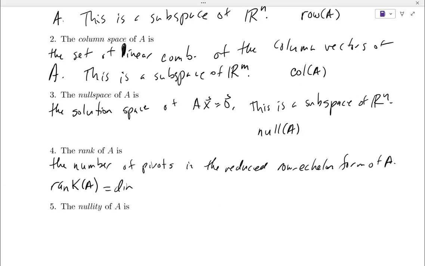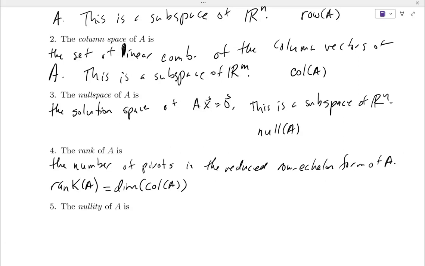So writing it, rank of A is just what we use for the notation for rank. That's going to be the dimension of your column space of A. Those two things will be the same. But we can also think about it in terms of rows.